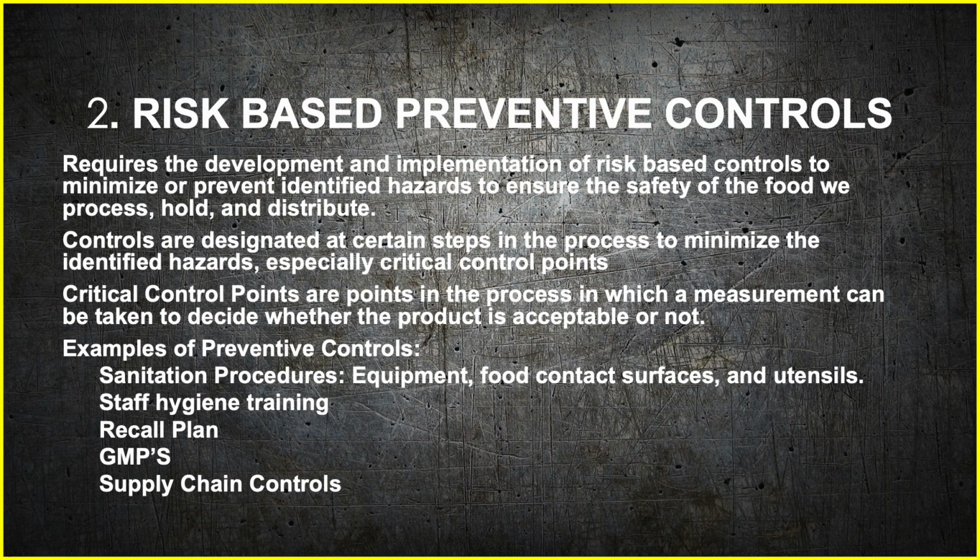2. Risk-based preventive controls. This requires the development and implementation of risk-based controls to minimize or prevent identified hazards to ensure the safety of the food we process, hold, and distribute. Controls are designated at certain steps in the process to minimize the identified hazards, especially critical control points. Critical control points are points in the process at which a measurement can be taken to decide whether the product is acceptable or not. Examples of preventive controls: sanitation procedures, equipment, food contact surfaces, and utensils, staff hygiene training, recall plan, GMPs, supply chain controls.